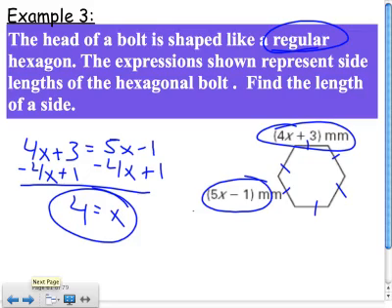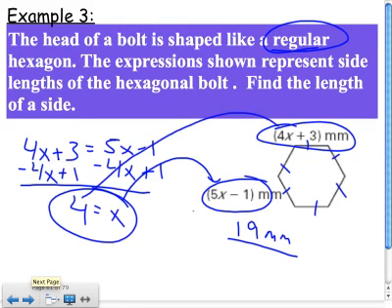Now be careful, right? It says find the length of a side, so I solve for x. You just want to make sure you plug that back in. 5 times 4 is 20, minus 1 is 19 millimeters. I would probably plug the 4 back into the other one just to make sure I get 19 again. Otherwise, if I don't get 19 when I plug it back in, I know I messed something up.